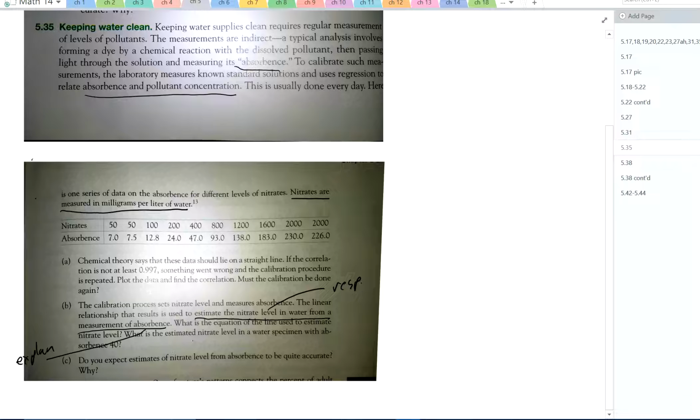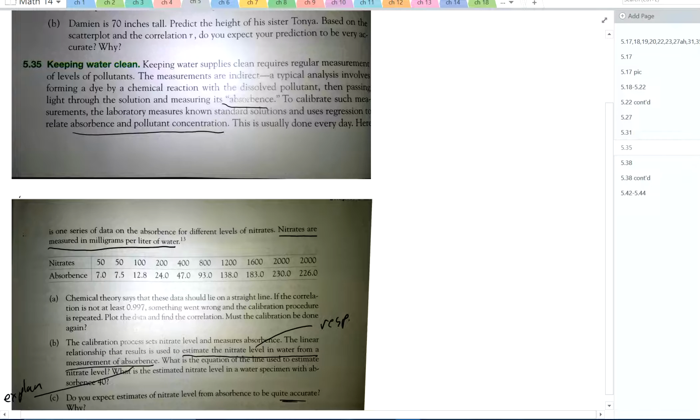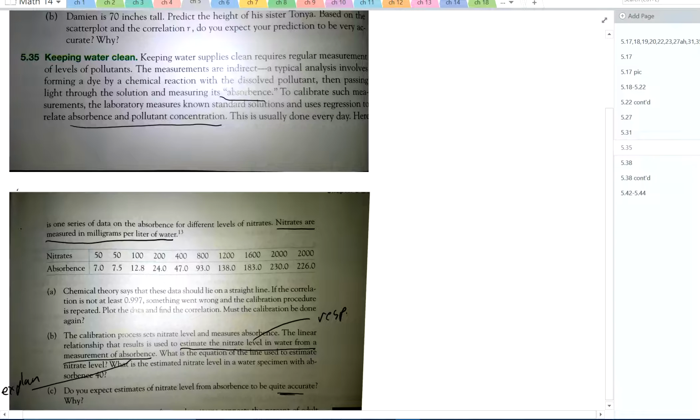And then it asks for what's the estimated nitrate level if the absorbance is 40, so we're going to use it to predict it, and then we want to see how accurate we're going to be. Okay, so let's take a look and see what we got here. For part A then, well, first of all, we don't have to make a graph, but I'm just going to at least do this so I can remind myself what I'm doing here.